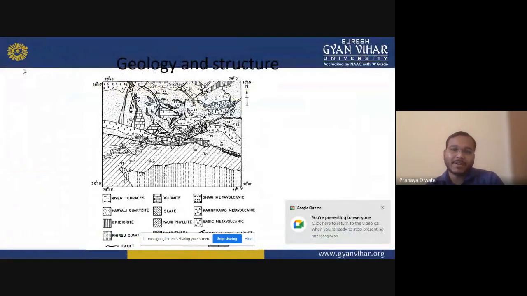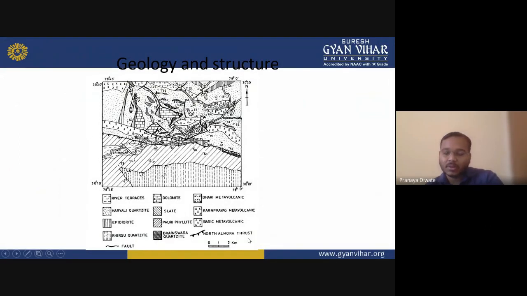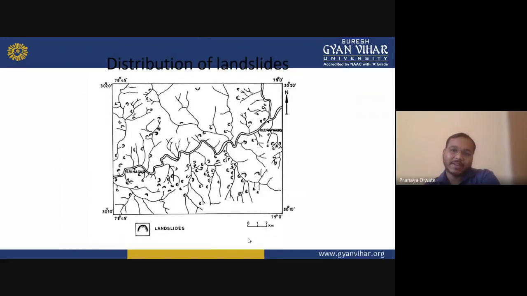So you have different kinds of geological data in this map, which can be useful. Now that you have this data, you can overlay the landslide data already affected, the old landslide data, where events have already occurred. So you can have two different kinds of data. This is the geology data. This is the distribution of landslide data.